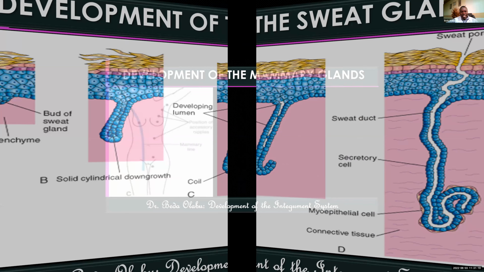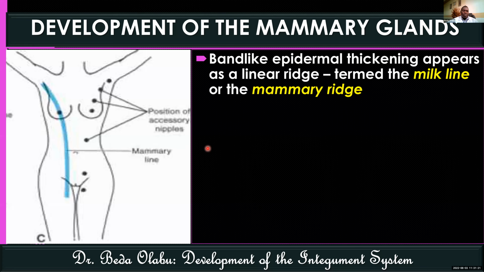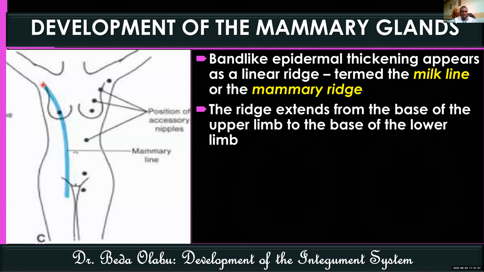How about breast? I'll say more about the breast. So with regard to development of the human breast, first, the initial evidence is a band-like thickening extending from the base of the upper limb to the base of the lower limb.